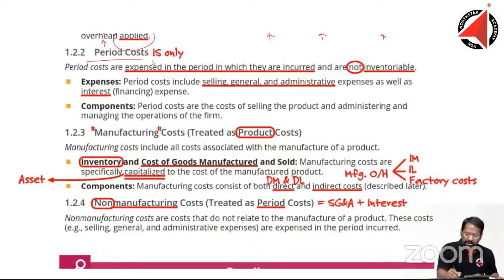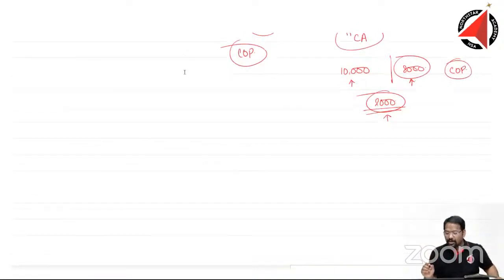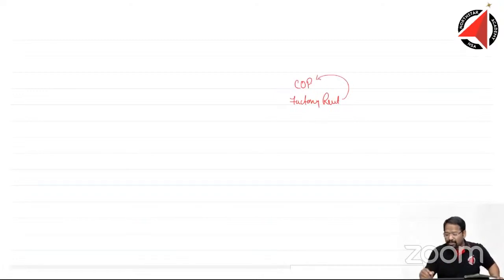Period cost: income statement only. It is going to be an expense. What are the period costs? Basically fixed costs. There are two types of period cost. One is period cost which goes into our cost of production, for example our factory rent. This is a period cost which goes into cost of production and becomes a part of our product cost. There are other types of period cost which do not become part of our product cost or part of our production.